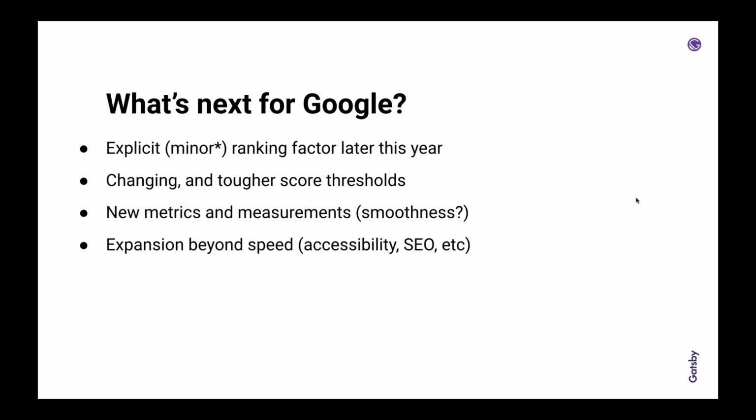Well, I know anecdotally from some of the people behind the scenes that there are definitely more metrics coming, and the thresholds for good will get harder. The initial green scores are going to get harder and harder to hit because the web will get faster, user expectations will increase, and the average will need to rise continually. So that's a big deal.